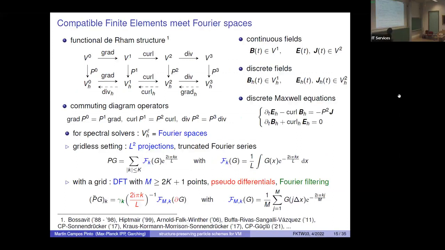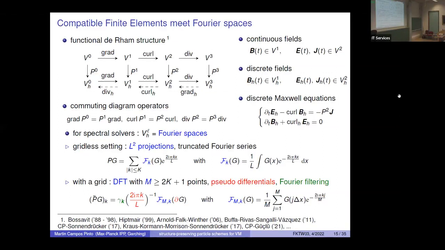So what are these projection operators? What can we take for the projection operators and still have these important commuting properties? We can have first a gridless setting. For the gridless setting, we can just use L2 projections. Okay, so we define these projections as L2 projections on the Fourier spaces, and they will commute with the differential operators. It's easy to see that. And we can also define them through a grid by using discrete Fourier transforms.